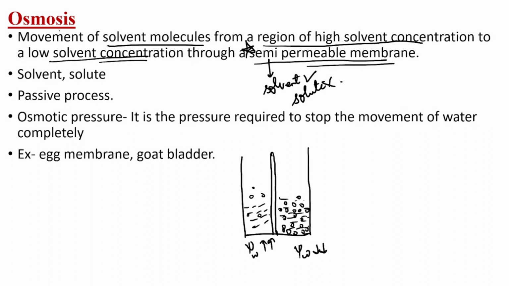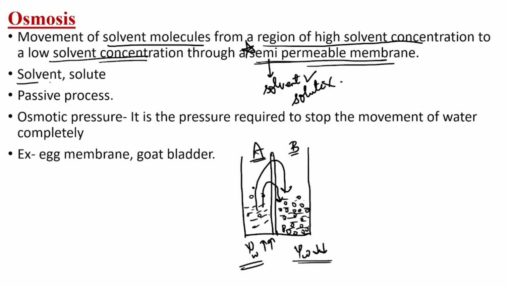So what is osmosis? It is movement of solvent. Are the solute molecules moving? No. It is the water which is moving from this portion A to portion B, till equilibrium is maintained. That means till the concentration in both the chambers A and B is equal. That is called osmosis, where there is movement of solvent molecules from a region of high solvent concentration to a region of low solvent concentration through a semi-permeable membrane.